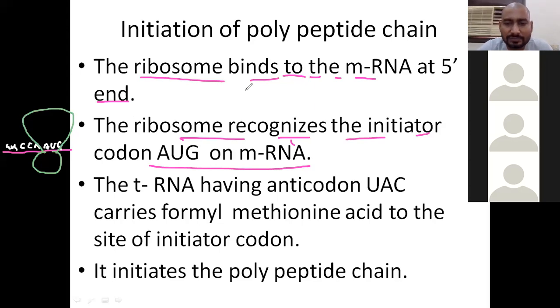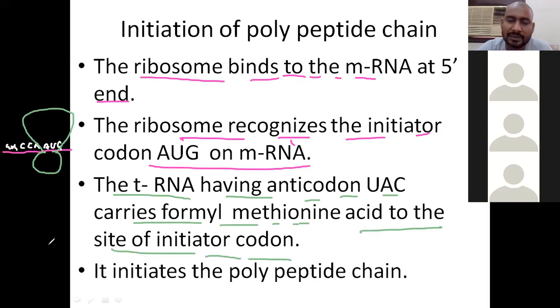So after they recognize AUG, the tRNA having anticodon UAC carries formyl methionine to the site of the initiator codon. Basically, in prokaryotes they have formyl methionine. Just listen to what I'm saying. In the case of prokaryotes, they have formyl methionine. In eukaryotes, such a thing is not needed.